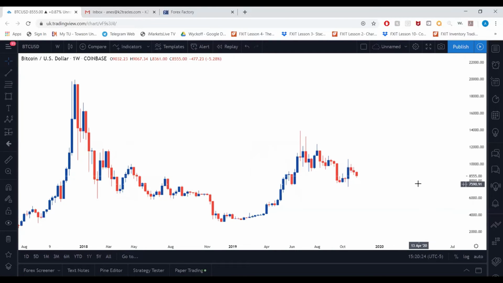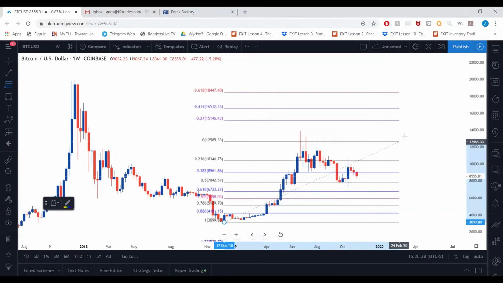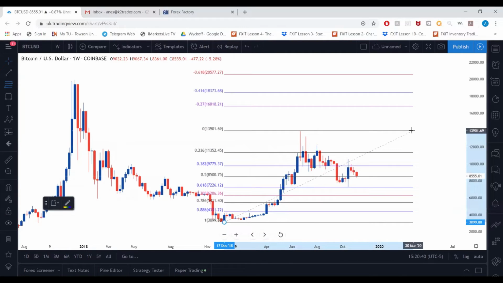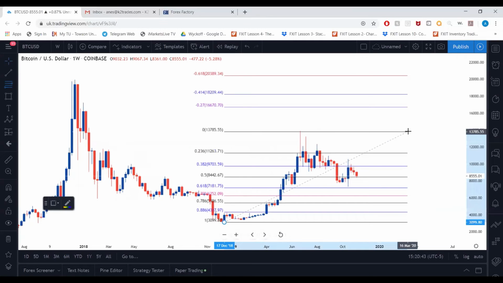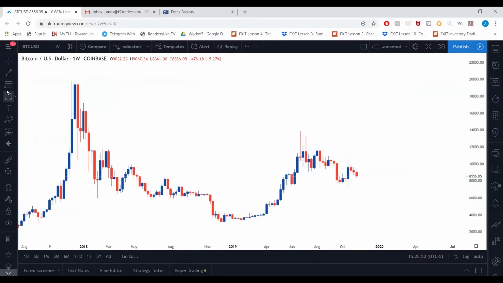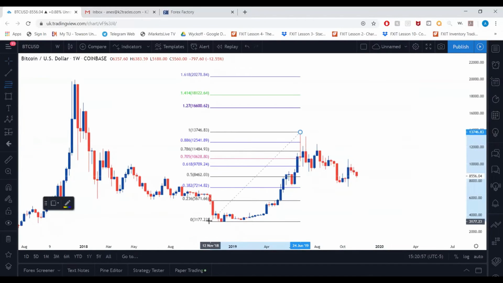Which should take us to at least 2.61 or 1.61 of the last uptrend. That would be what, 20,500, 20,400. Around that mark, yeah, that should be the wave 3 target. But if people want to trade short term, then they could be selling at 15 to 16.